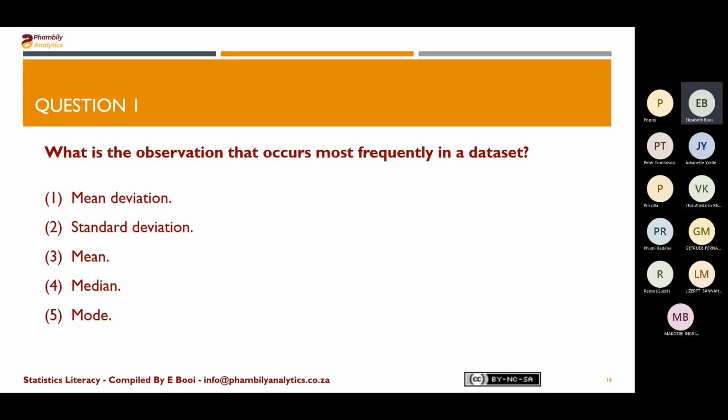So question number 1. What is the observation that occurs most frequently in the data set? Is it number 1, number 2, number 3, number 4, or number 5? I'm asking you. That's a question. Number 5. It is number 5, which is the mode. The mode is the number that appears more than the other numbers.